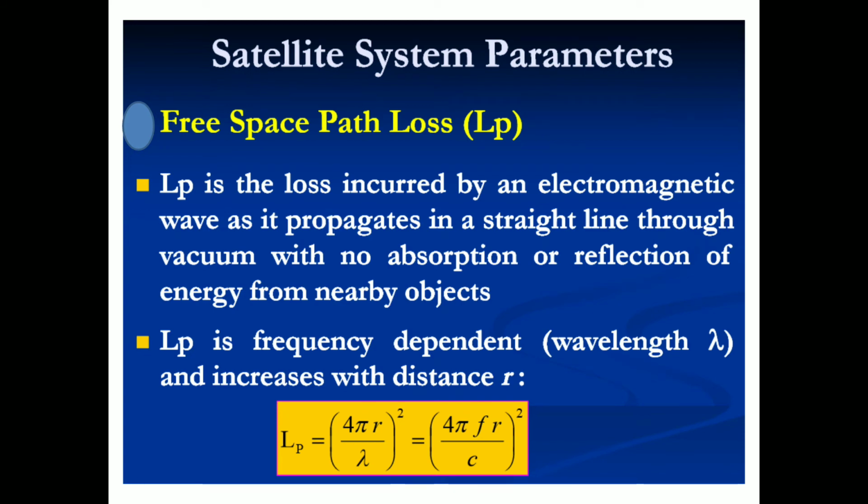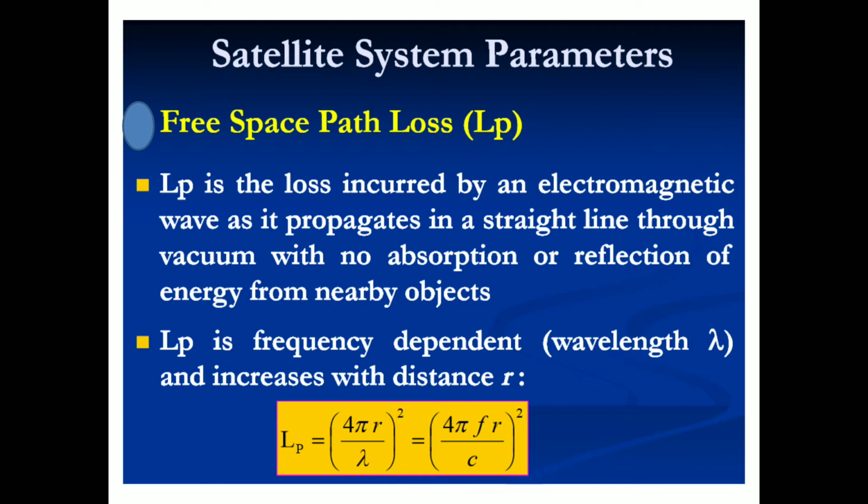The first and most important loss that we consider for a satellite communication link is free space loss. As the word suggests, it is because of the signal traveling through free space from the earth to the satellite. So this loss is dependent upon the distance between the earth station and the satellite. It is also dependent upon the frequency being transmitted.